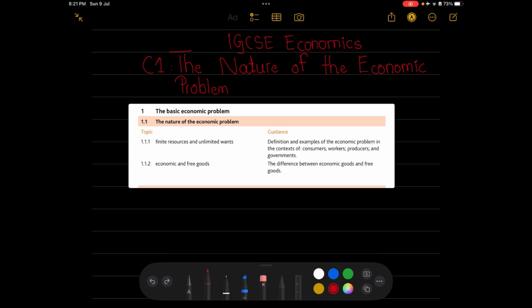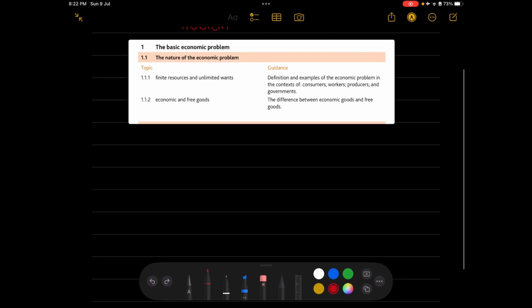So in this video we're going to mostly be covering the syllabus points. As you can see here, we have the syllabus of 2023 to 2025, although it hasn't changed much. We have to define what finite resources and unlimited wants are. We'll learn about that, and we have economic goods as well as free goods. So let's start without any delay.